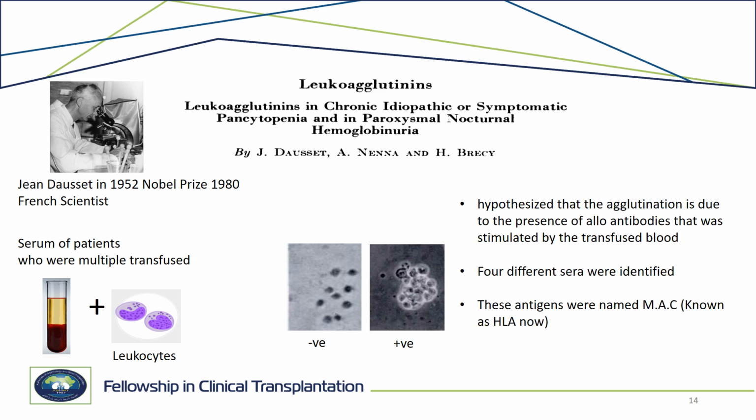So he hypothesized that agglutination is due to the presence of allo-antibodies that were stimulated by the transfused blood. He liked the idea and started playing with the sera from other transfused patients, and he was able to identify at this time 4 different sera. These 4 sera identified the same antigen on the cells. He named this antigen MAC, the 3 letters based on the first names of 3 of his volunteers, M, A, and C, respectively. Antigen MAC, later became the HLA-A2, and was present in approximately 60% of the French population.